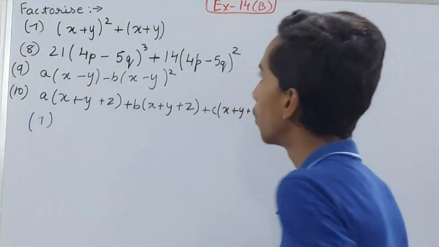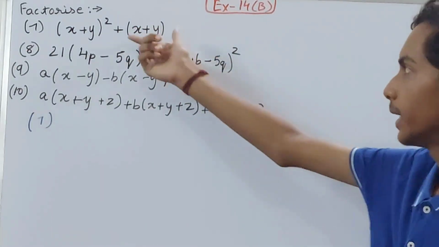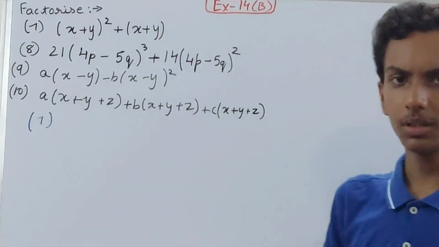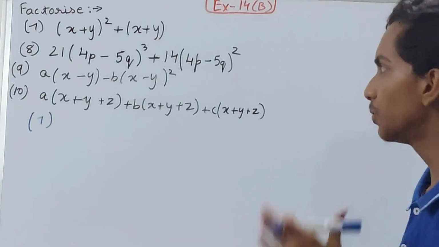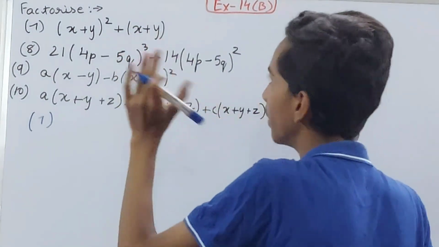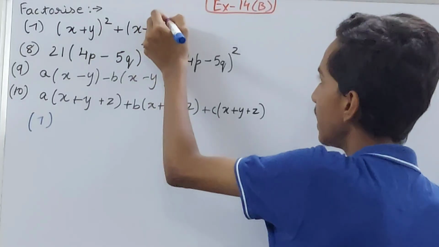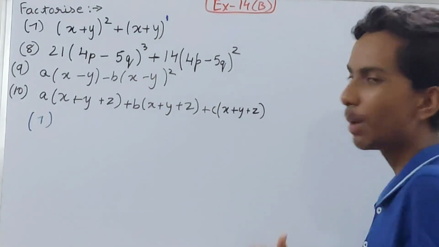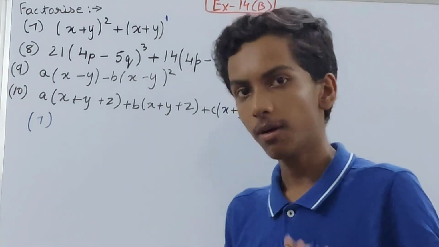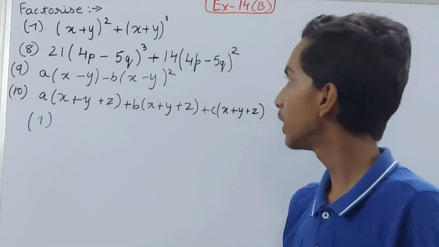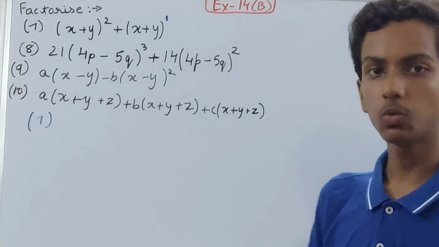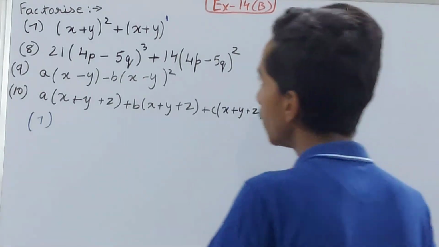x plus y whole square plus x plus y. So you again have to take common. Always remember that in both the terms something or the other will be in common, and here you can see what is common. X plus y is common. See, x plus y whole square is there, x plus y to power 1. When no power is written, it means power is of 1. Okay, so what is the thing? X plus y whole square and x plus y to power 1 is there.